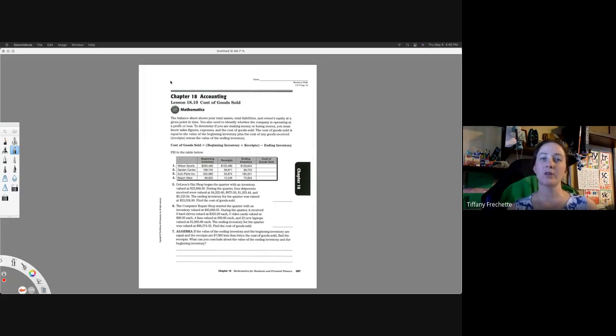All right, so let's go ahead and read this introduction here. The balance sheet shows your total assets, total liabilities, and owner's equity at a given point in time. You also need to identify whether the company is operating at a profit or a loss. To determine if you are making money or losing money, you must know sales figures, expenses, and the cost of goods sold. The cost of goods sold is equal to the value of the beginning inventory plus the cost of any goods received, or receipts, minus the value of the ending inventory.